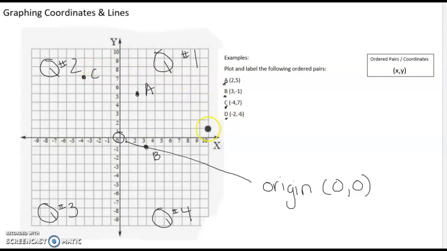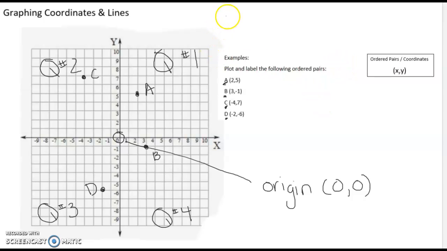And last one, D. X is negative 2, y is negative 6. So x is negative 2, 1, 2, and y is negative 6. 1, 2, 3, 4, 5, 6 right here. So negative 2 and negative 6 right here, and that would be point D. Okay, so this is how you draw the points on the graph.